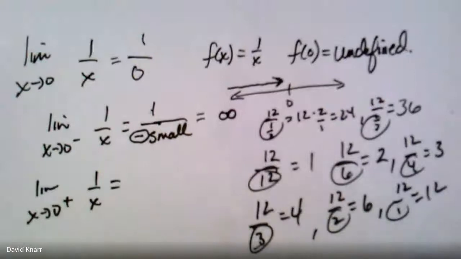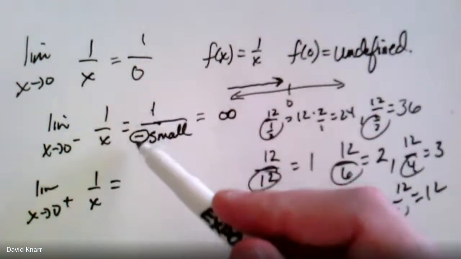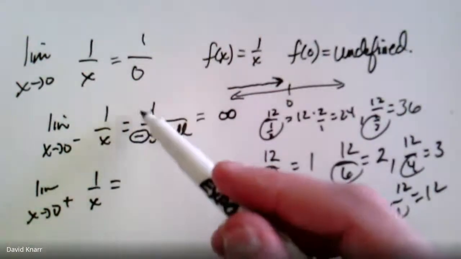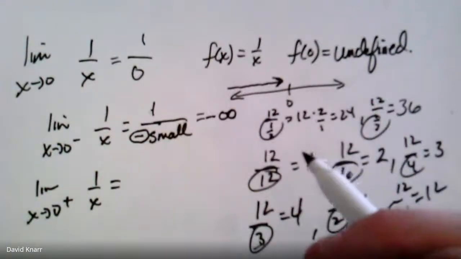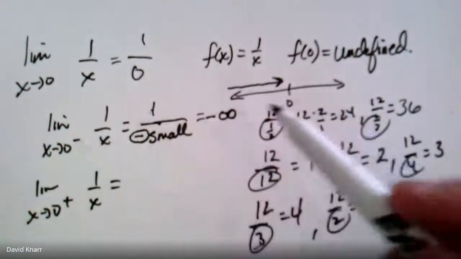Now, which infinity? Is it positive or negative? Well, look at the signs. You have a positive 1 and a negative number in the denominator. Positive divided by a negative is a negative. This goes to negative infinity. That's where your result goes from the left.